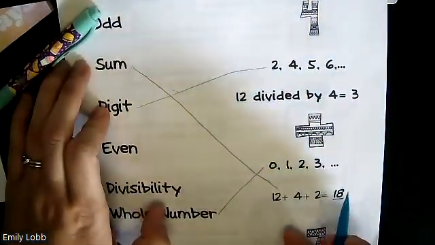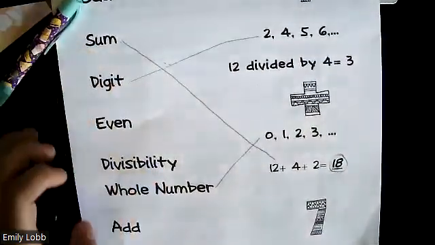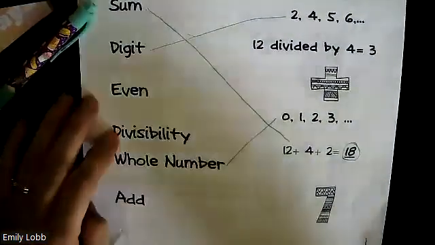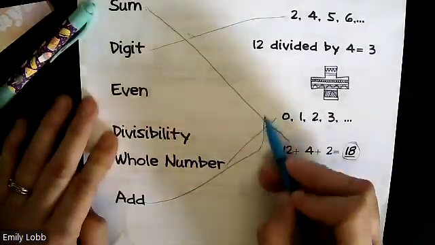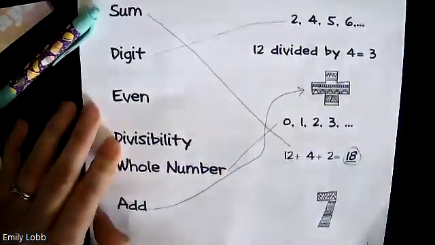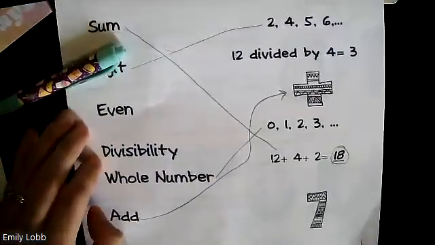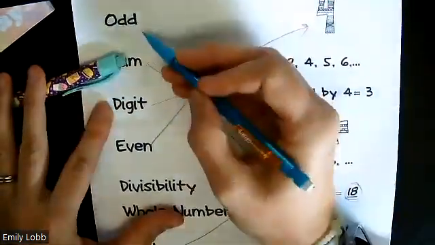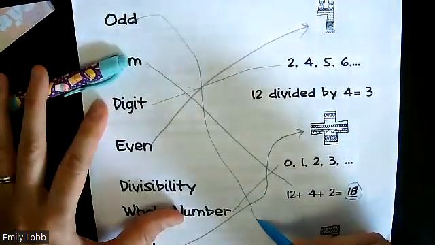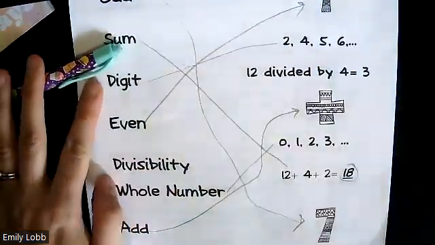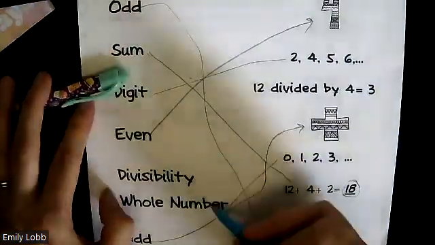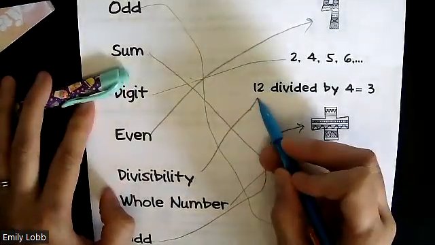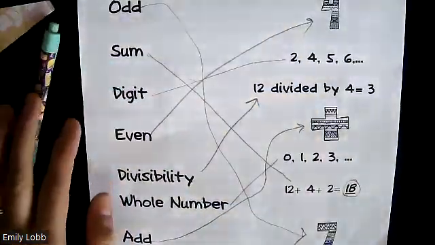So they underlined the sum here. That was neat. So add, even. Well, this number's even, right? This number down here, the 7, is odd. Divisibility, 12 divided by 4 equals 3. It goes in evenly, right?